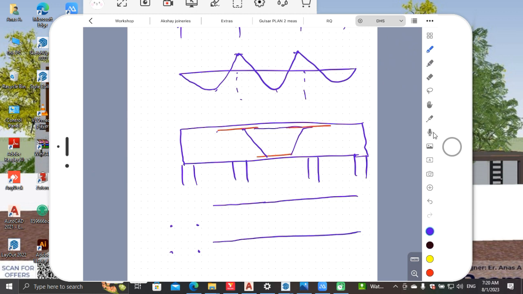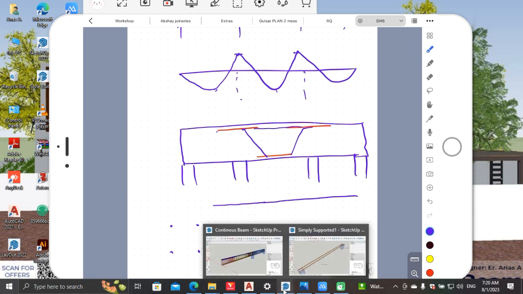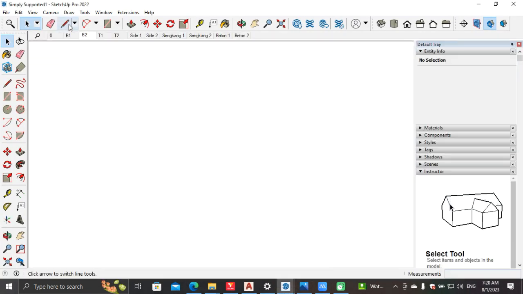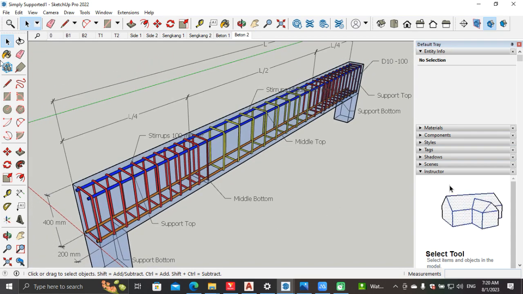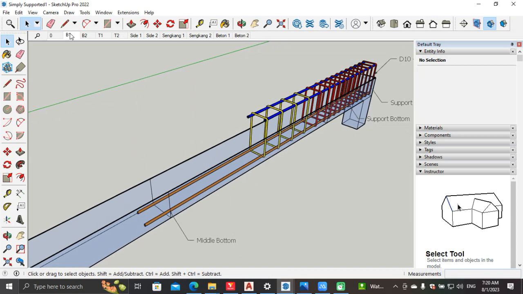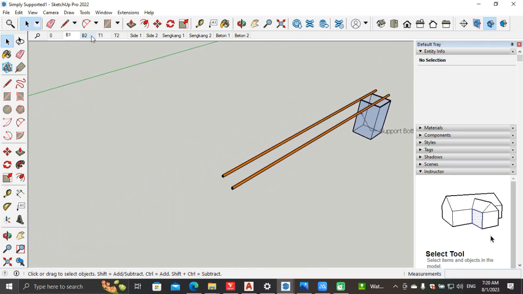I'll show you some 3D. There you can see what the reinforcement cage structure is. For example, this is a simply supported beam. Okay, so we have given this one as a bottom reinforcement.